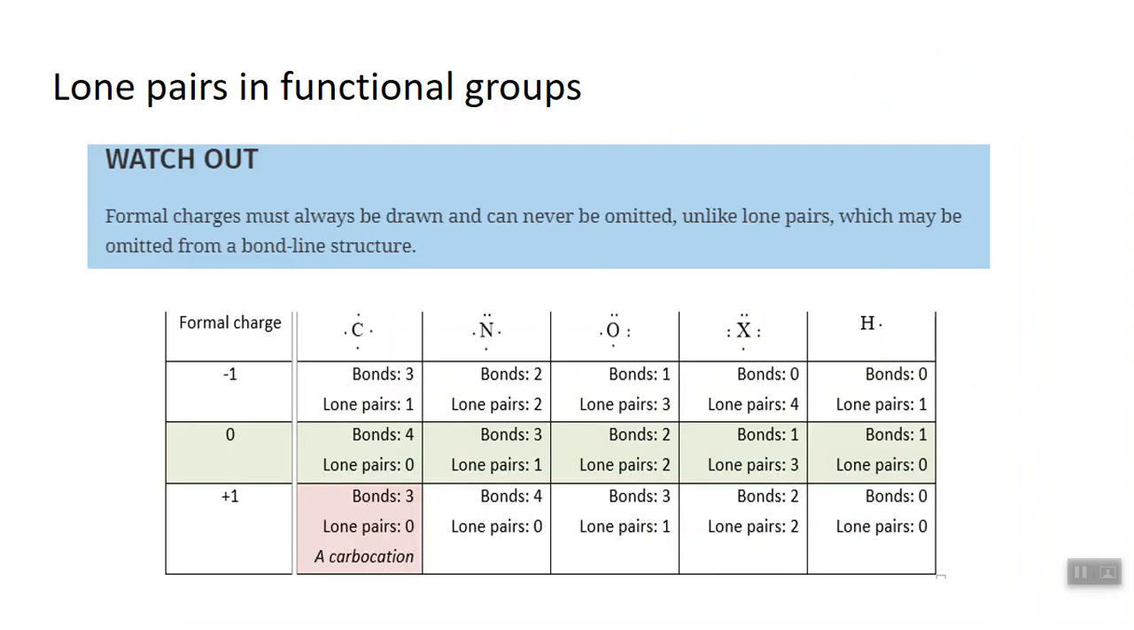One of the things you'll see in drawing functional groups is that very seldom are lone pairs actually shown. So you want to be able to look at the formal charge of a functional group, or a carbon for that matter, and be able to mentally add the lone pairs. You can see that with this little watch out box: formal charges must always be drawn. They should always be written right next to the atom that's charged. They can't ever be omitted, but lone pairs are slow to draw, so we often don't.